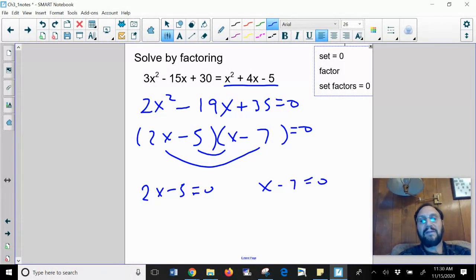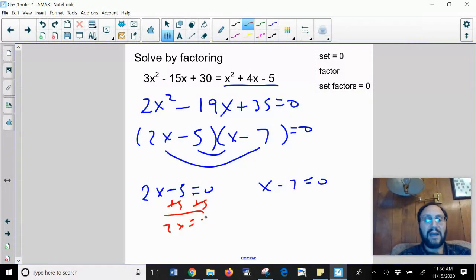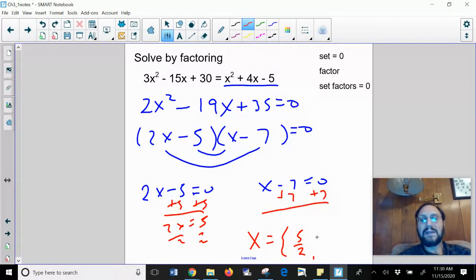After a while, you're not going to even have to do the work on this. You're just going to be able to write the answers, because you're going to know if you add 5 and divide by 2, you get 5 halves. If you need to see it, it would look like this. Add 5 to both sides, divide by 2, and you get x equals 5/2 or 2.5. I don't care how you write it. And over here, add 7 to both sides, x equals positive 7. So that's our third technique for solving quadratics by factoring.